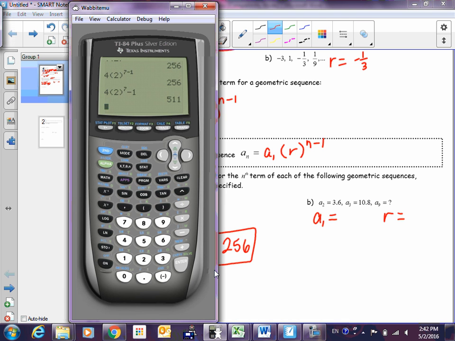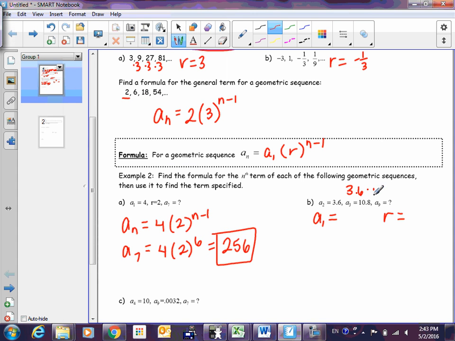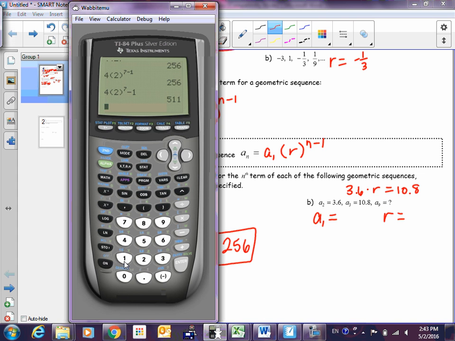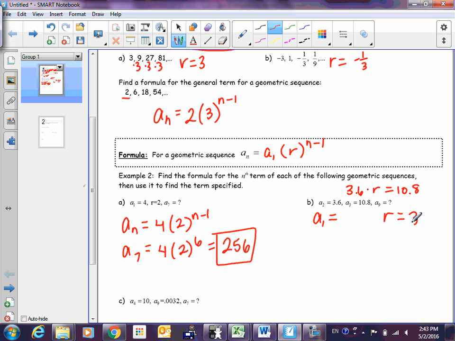Okay, so remember, we're multiplying. 3.6 times R, that should equal 10.8, right? So I need to actually divide them. Now, if this was like second and fifth, that would be a little bit harder, and we'll get to that. So here the R is 3.